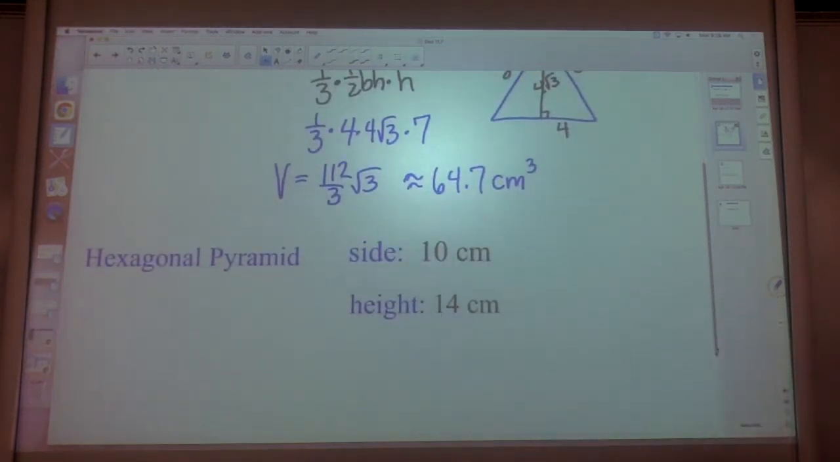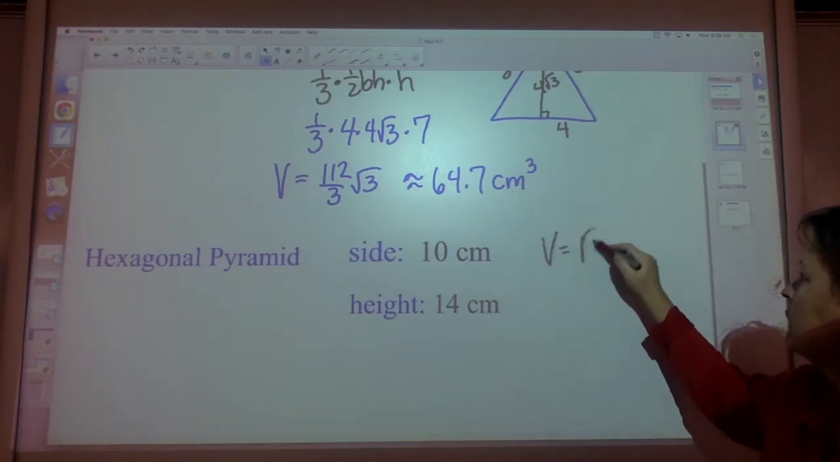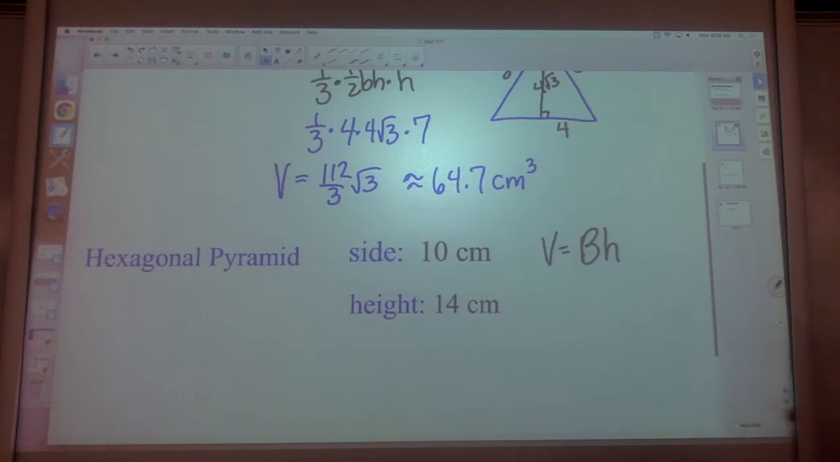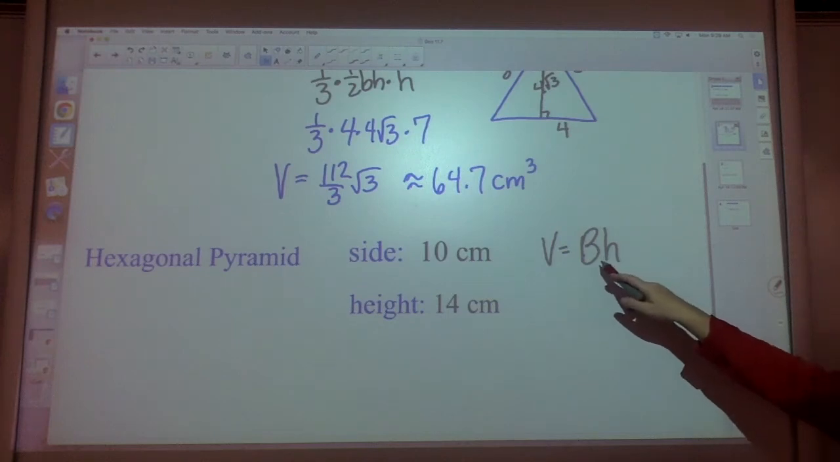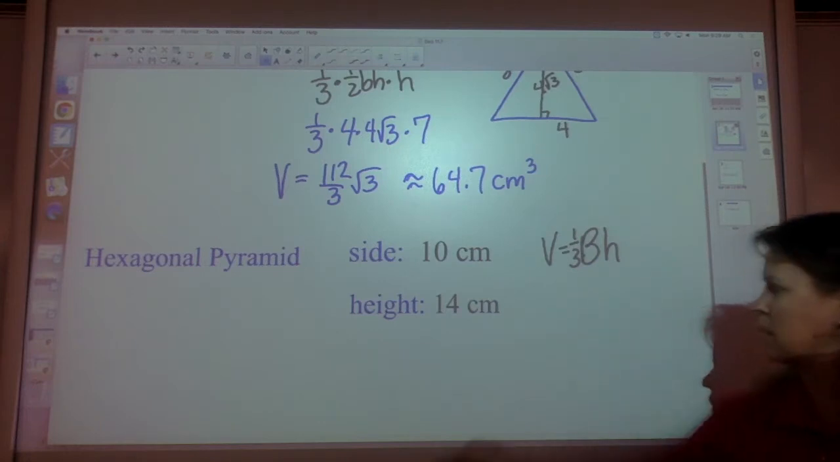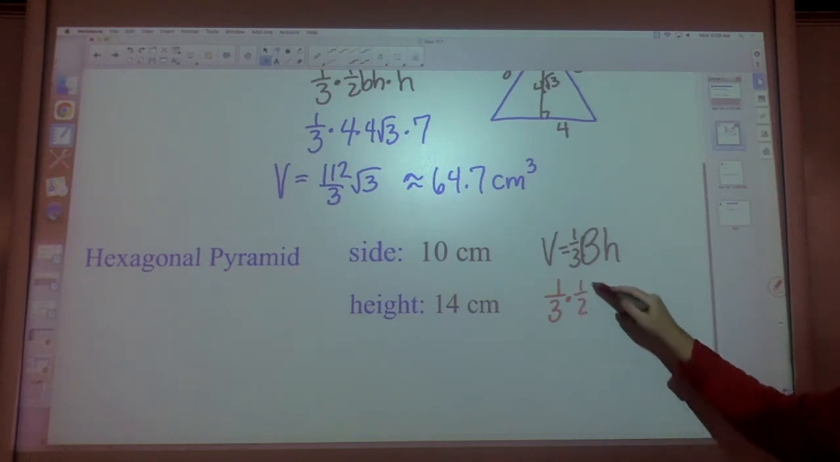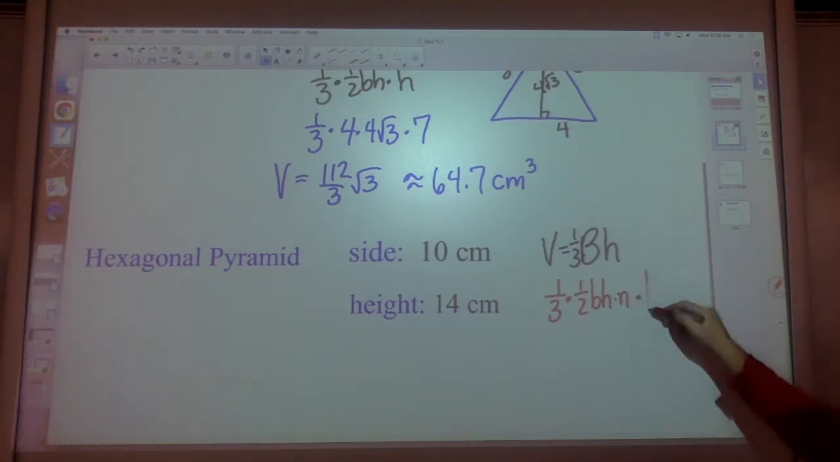Let's try the hexagonal pyramid. The hexagonal pyramid has a side of 10 and a height of 14. Again, we do not have to draw the entire pyramid and label the height. Capital B times H, it is a pyramid, so we need 1/3 of that. So this is going to go as 1/3. Capital B of a polygon is half base times height times number of sides. And we're going to multiply that times the height of the pyramid itself.